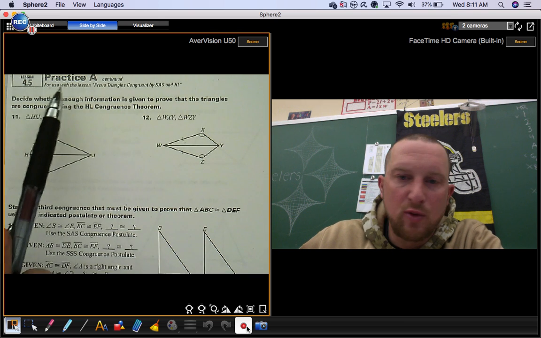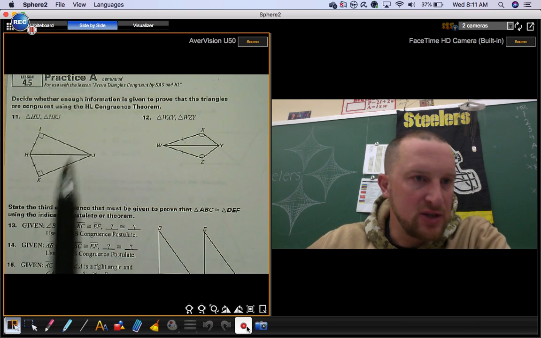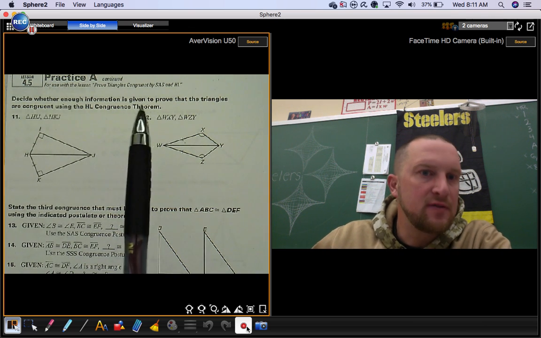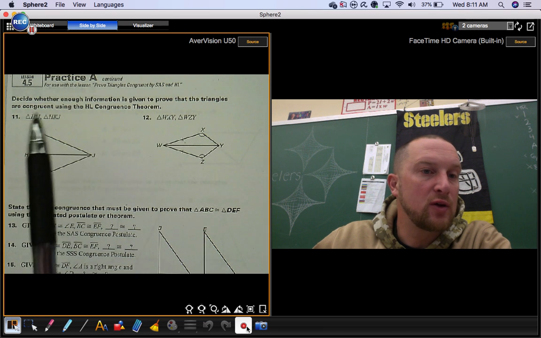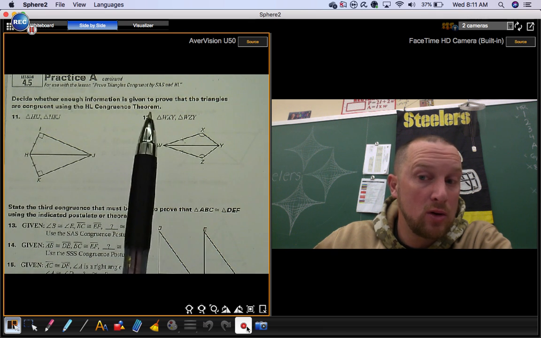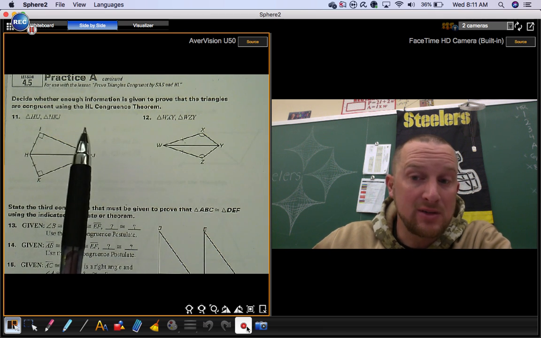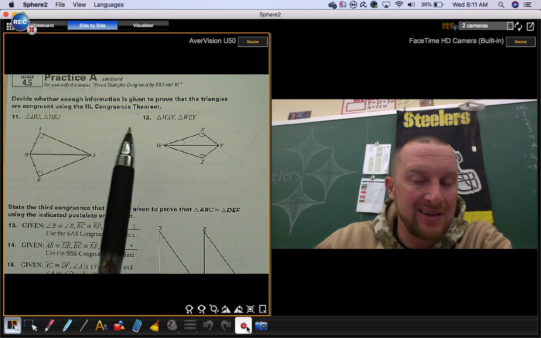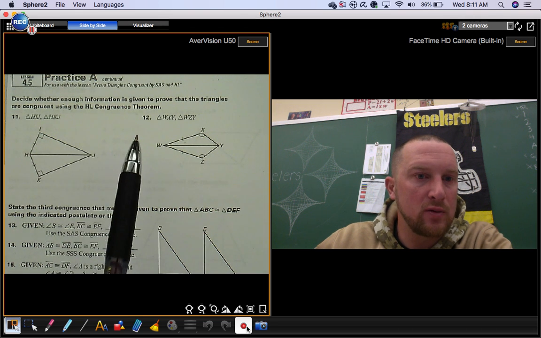This is section 4.5 practice A. This is the back of the worksheet. We're going to decide whether there's enough information given to prove that the triangles are congruent using HL. Now remember, HL looks exactly like the AS postulate, except the angles need to be right angles.